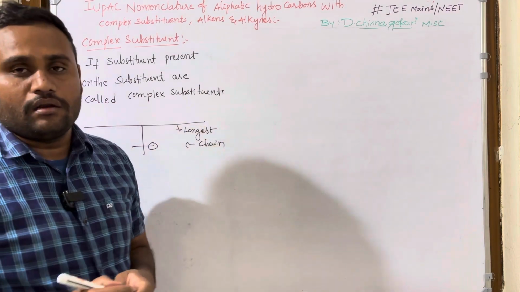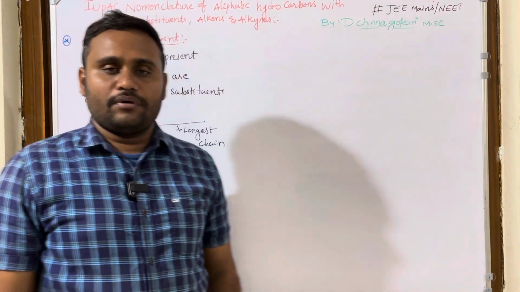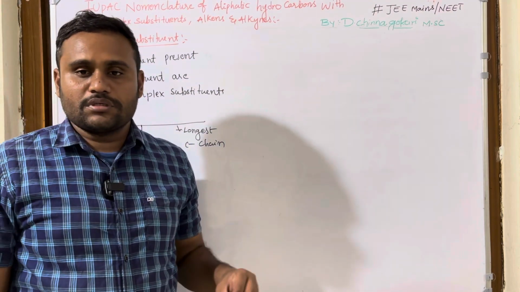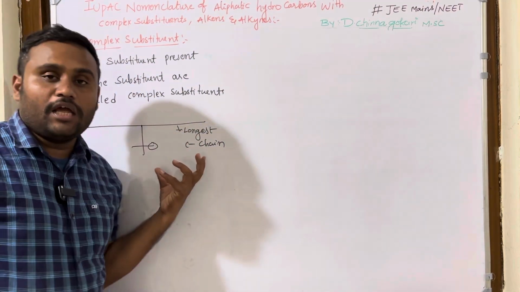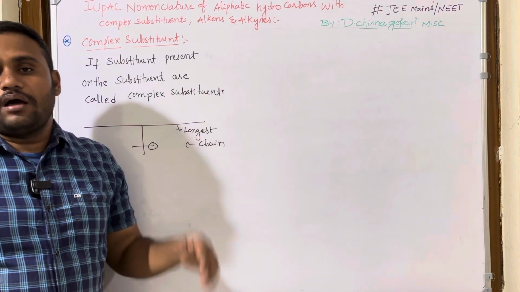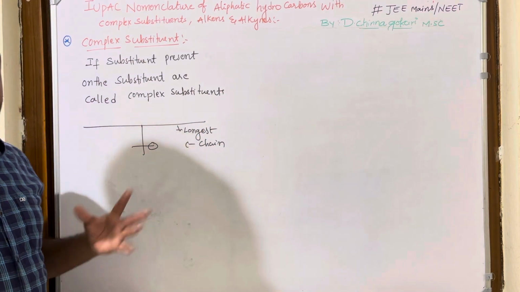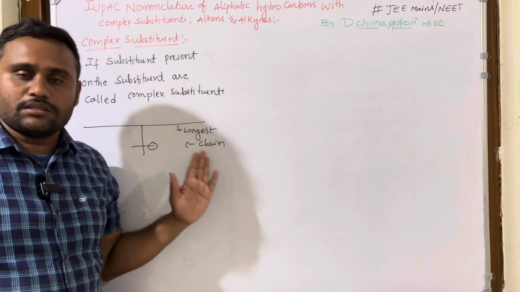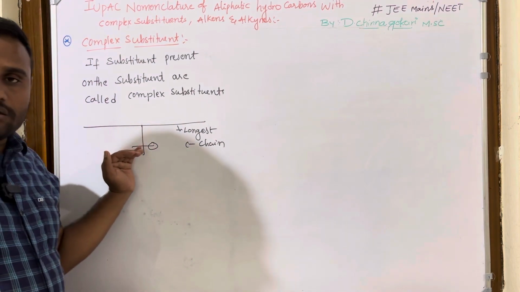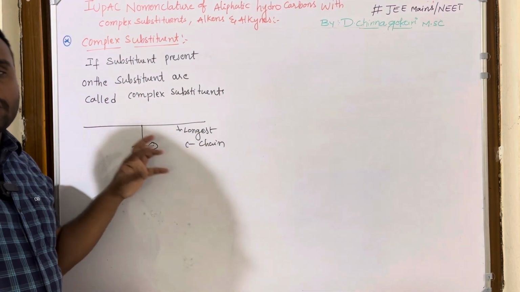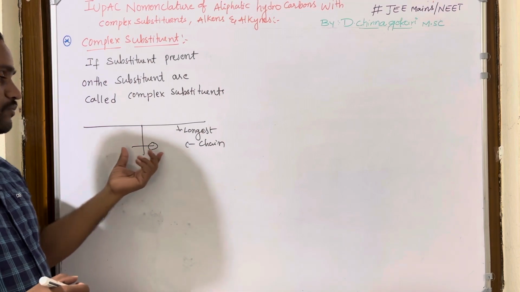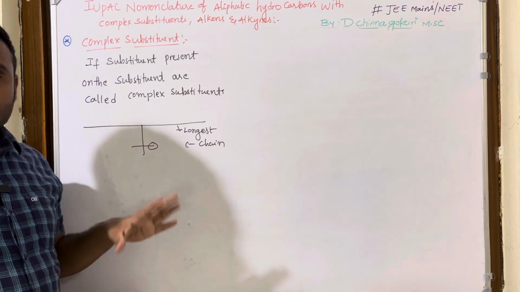So when we are going to write the name of such types of organic compounds, we should write the name of the complex substituent in brackets. By opening the bracket or parenthesis, first we should write the IUPAC name of this complex substituent.